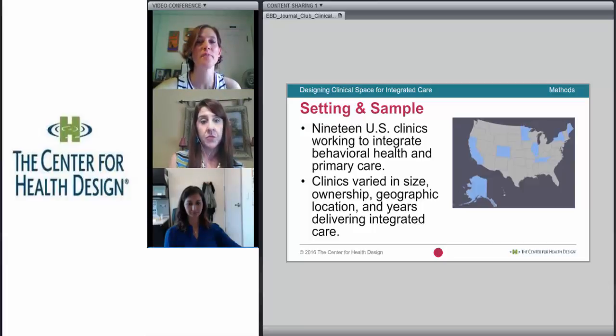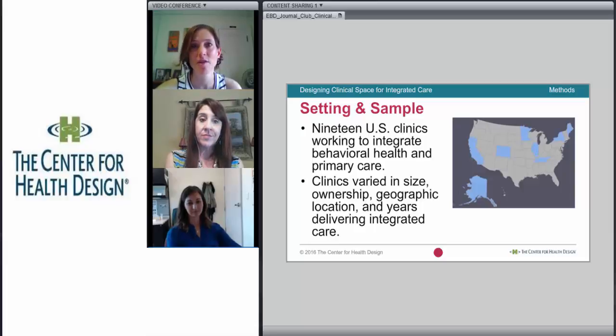Sure, Sheila. If you'll see here on the map, there were 19 clinics. In some of the states, we had numerous clinics, particularly Colorado. That's where the majority were. I think we had 11 practices in Colorado. So the sample for the study was 19 practices. They were selected because they were integrating care.